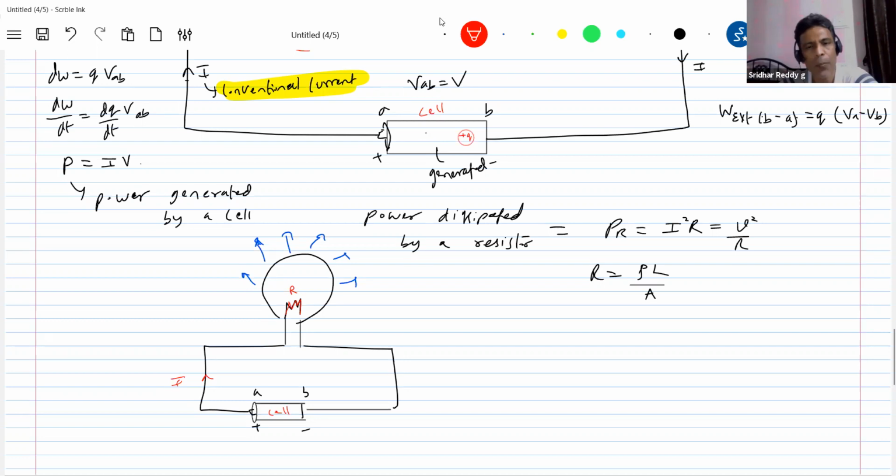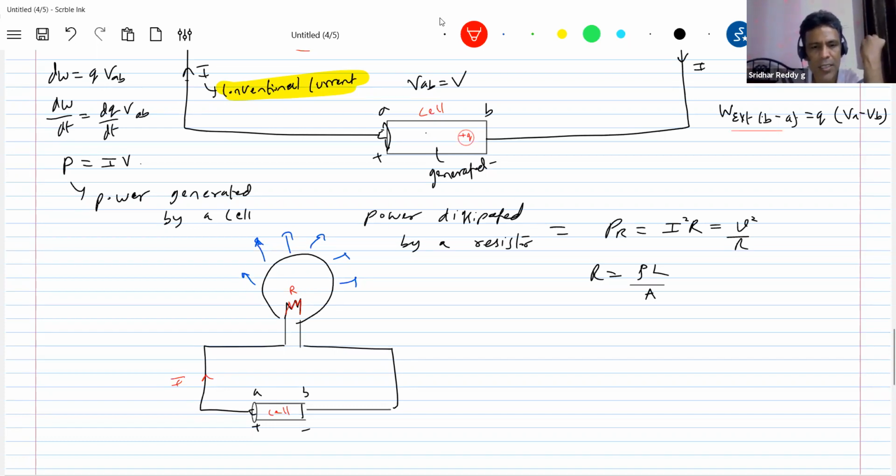And inside this cell, what happens? A chemical reaction. It's an electrochemical cell, which converts chemical energy into electrical energy. The power generated can come from anything: chemical to electrical, mechanical to electrical. But the output of a cell should be electrical energy. Due to the chemical reaction, the material of the cell moves the positive charge from lower to higher potential. The material of the cell does positive work, like an external agent supplying energy to the charge.